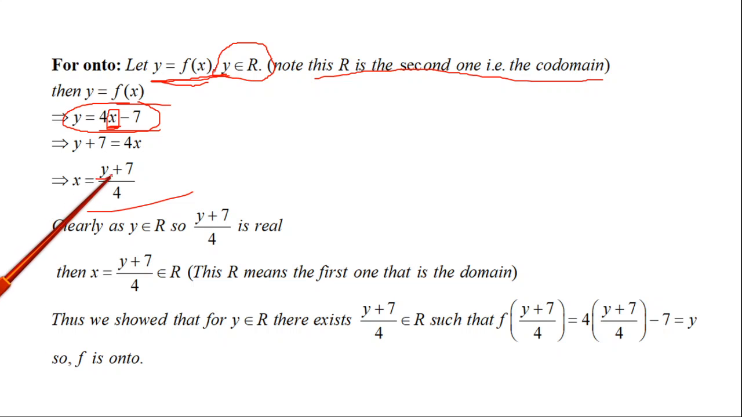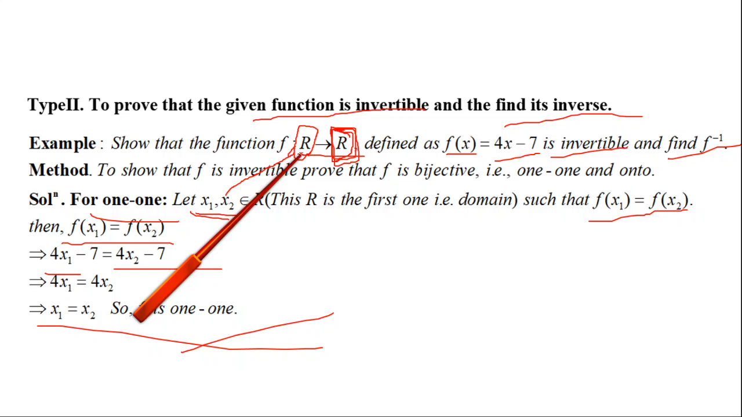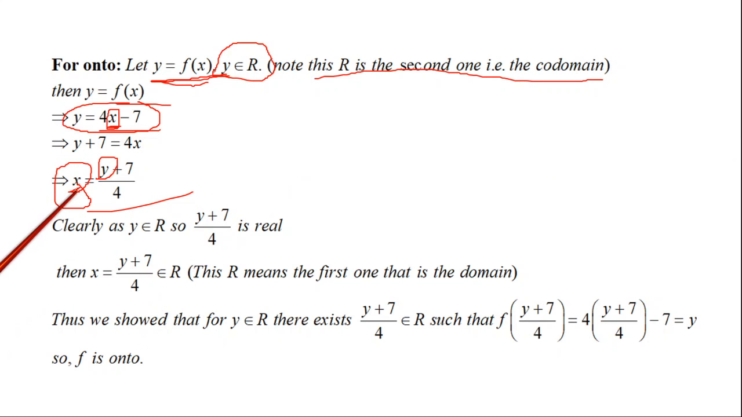Now as y here is real, y plus 7 is again a real number, divided by 4 is again real. So this x is real. So as x is real, that means this x will be here, yes, because this is the set of real numbers. So we have been able to show that this x is in the domain.